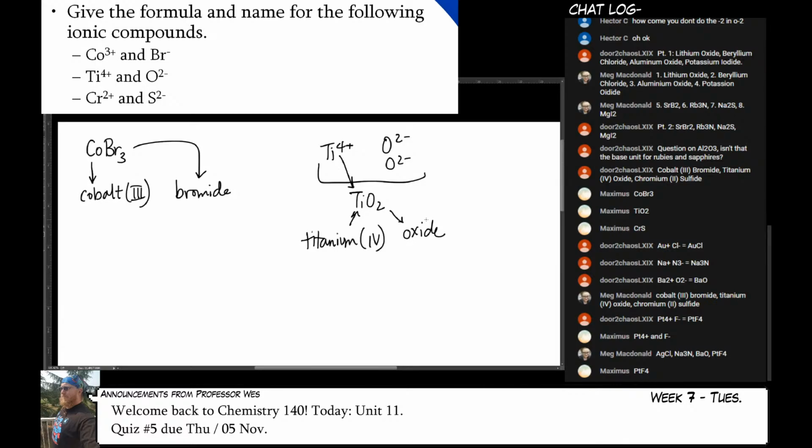So be very careful that you don't look at the formula and try and assume something about the ion. Break the formula into its ions, because the ions are what help you figure out the name. Finally, we got chromium(II) and then sulfide. So chromium(II) and sulfide would go together to make a formula. That's what that is, right? So there's chromium(II) and then sulfide. Sulfide, there we go.